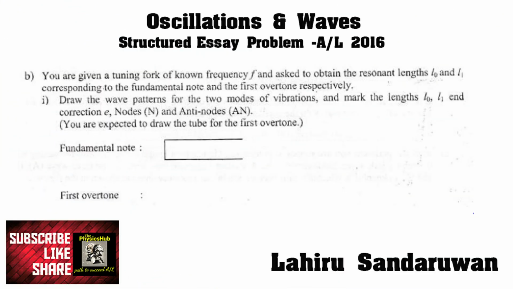Part B. You are given a tuning fork of known frequency f and asked to obtain the resonance lengths L0 and L1 corresponding to the fundamental note and first overtone respectively. Part 1. Draw the wave pattern of the two modes of vibration and mark the lengths L0 and L1, end correction E, nodes, antinodes. You are expected to draw the tube for the fundamental and the first overtone.